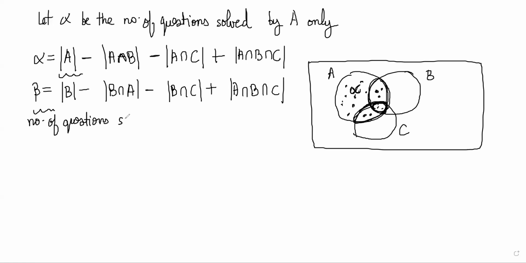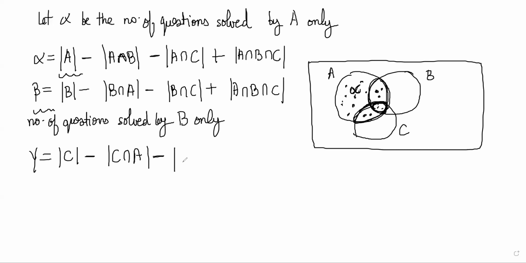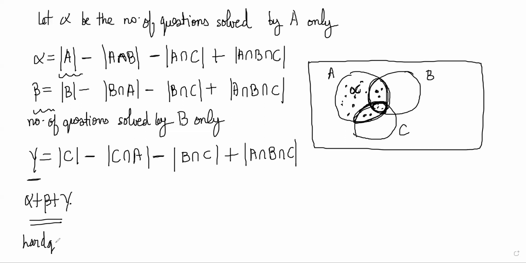Questions solved by B only, right? And similarly, gamma is C minus C intersection A minus B intersection C plus A intersection B intersection C. So this is the number of questions solved by C alone. So alpha plus beta plus gamma is the total number of questions that are solved by only one person each, which is basically the number of hard questions, right?